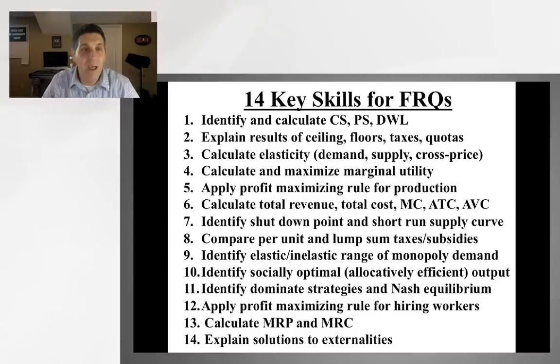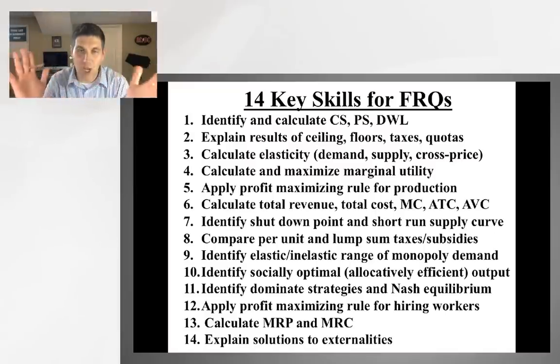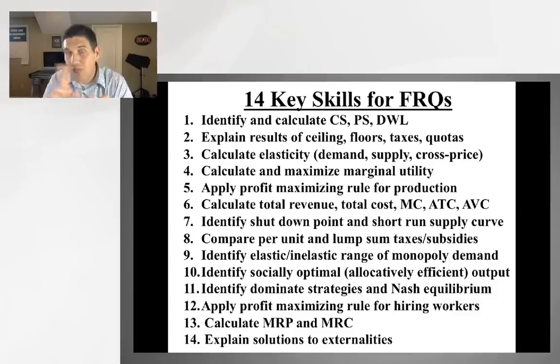We did it today. Number 7, identify the shutdown point and the short run supply curve. The short run supply curve is the marginal cost above the average variable cost, and for shutdown, if price falls below the AVC, you shut down, you produce nothing. All right, 8, compare per unit and lump sum taxes. We did that today. Per unit shifts the marginal cost, it changes quantity. Lump sum does not change the marginal cost, does not change the quantity.